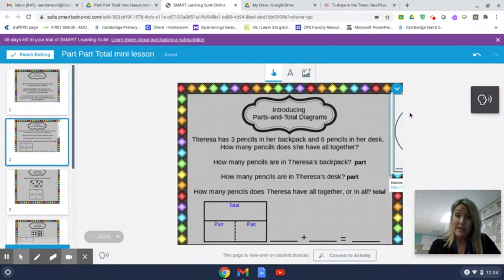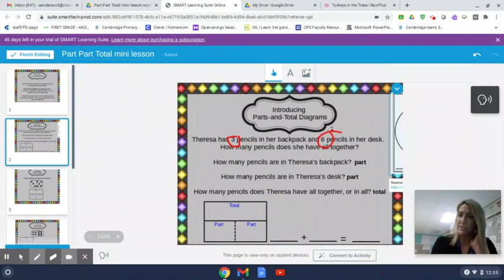You might notice that it's going to look a lot like something that you've used a lot with the number of the day. So let's read the story and then we're going to solve it together in a new way. Teresa has 3 pencils in her backpack. How many pencils does she have in her backpack? 3. And 6 pencils in her desk.